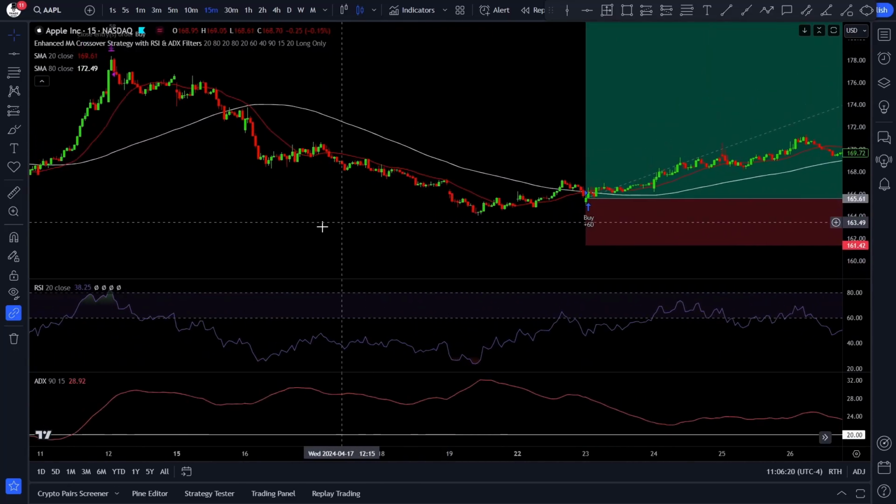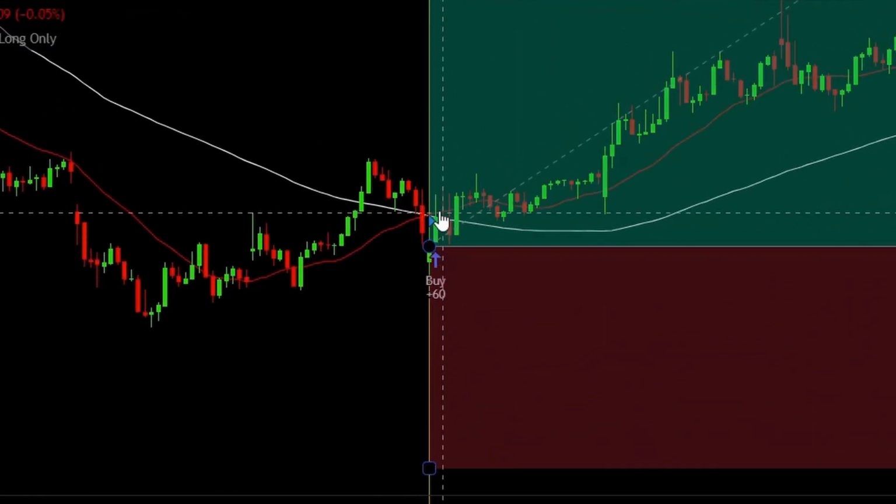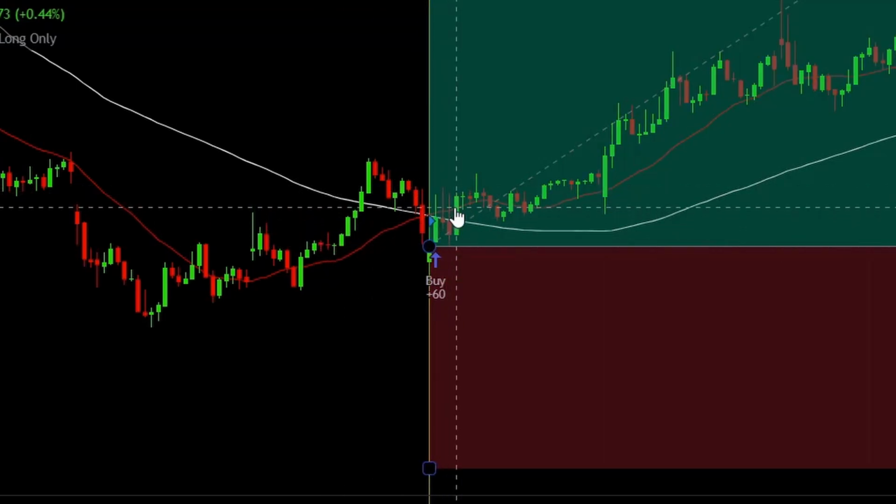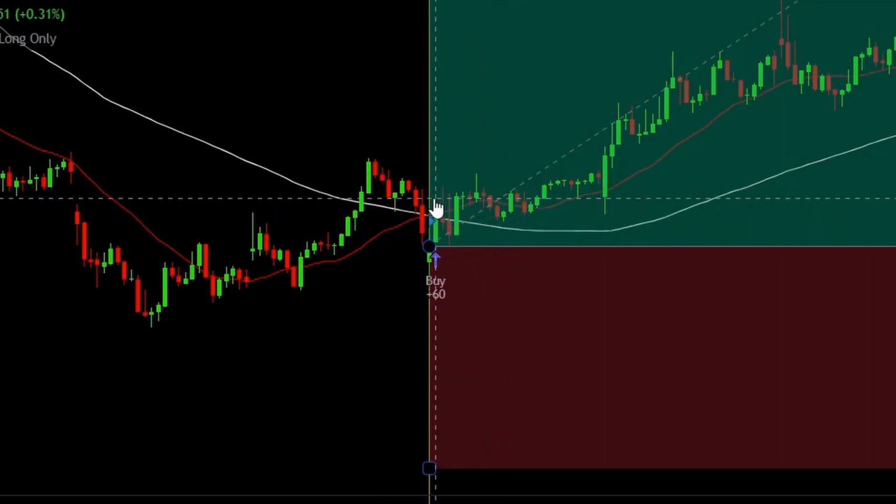Okay, now let's see a very long entry signal. And here we have a very long entry. For a very long entry, first we need the red faster moving average to cross above the white slower moving average. And that occurred right there.